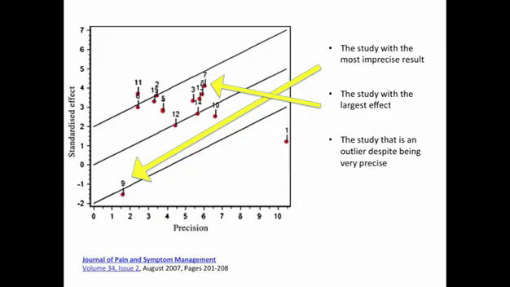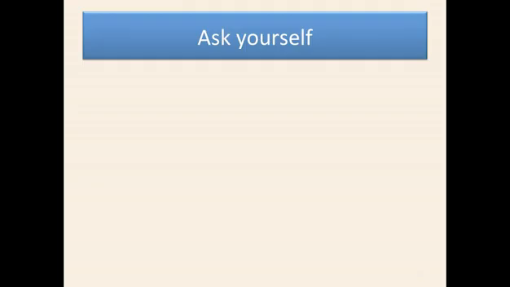Identify the study that is an outlier, though very precise. There are 3 outliers, study number 1, number 9, and number 11. Of these, the most precise one is study number 1. This is pointed out in this picture. Now it's time to ask yourself a few questions.